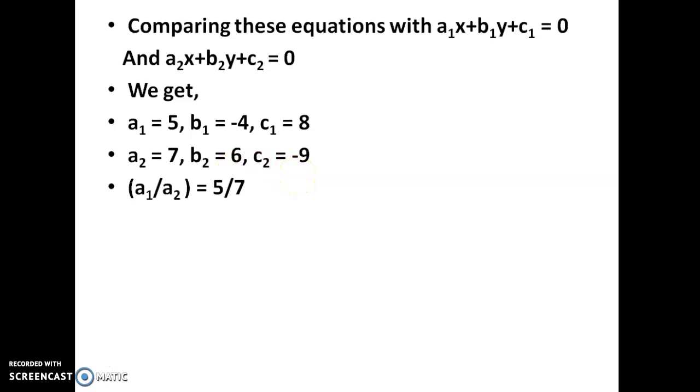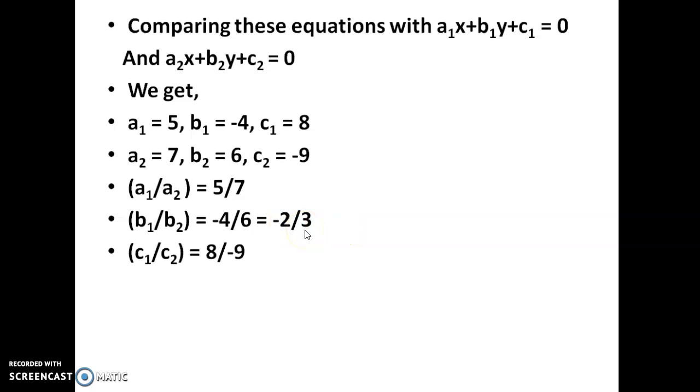So A1 by A2 is simply dividing these two numbers, 5 by 7. Then B1 by B2 is minus 4 by 6, which you can simplify more, so it is minus 2 by 3. C1 by C2 equal to 8 by minus 9. We see that all three are not equal. So A1 by A2 is not equal to B1 by B2. So this is enough. When these two are not equal, we are not worried about C1 by C2. First itself these two are not equal, so why bother about C1 by C2?